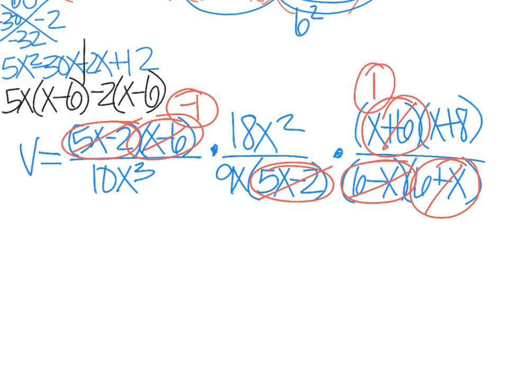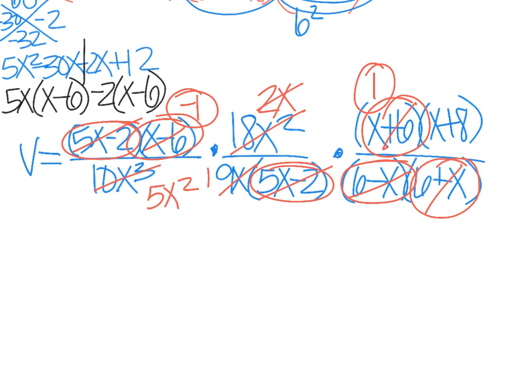Then we want to simplify our 18x squared and 9x. Divide by 9x, we get 1. Divide by 9x, and you get 2x here. Now we can actually simplify this again. We've got our 2x and 10x to the third. So divide by 2x, 2x will cancel out. Divide by 2x, and you're left with 5x squared down here.